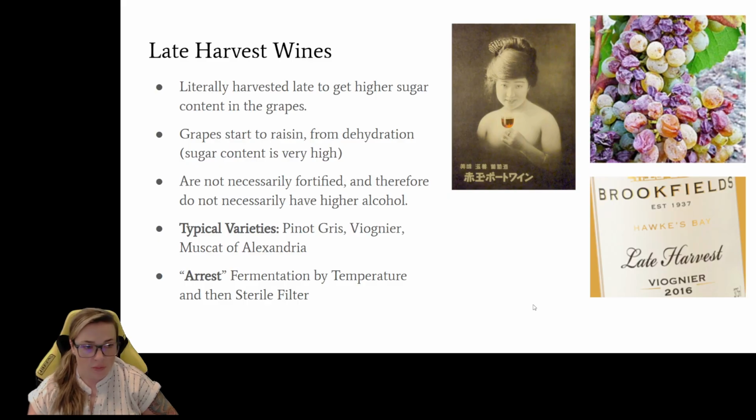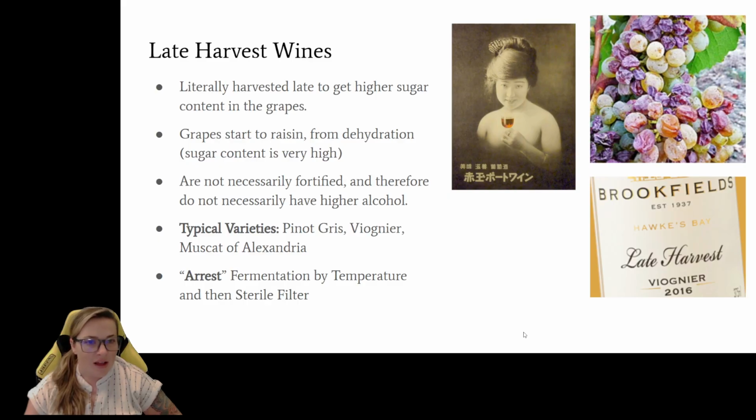Okay, late harvest wines, on the other hand, are harvested much, much later than sparkling wines, right? So you kind of have 2 extremes on the scale, right? Sparkling wine is harvested very, very early. Late harvested wines, just as the name implies, are harvested very late. At this point, they're harvested so late that the grapes start to raisin, they dehydrate, and therefore the sugar content is very, very high, right?